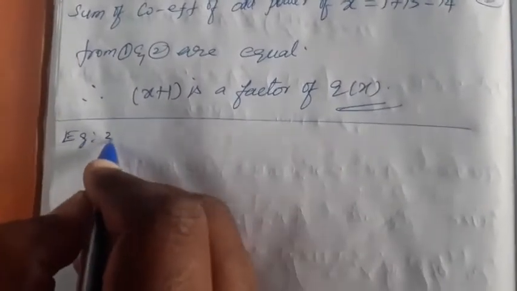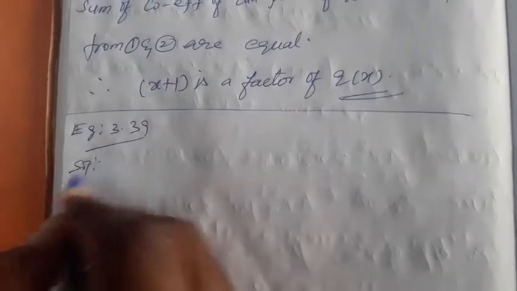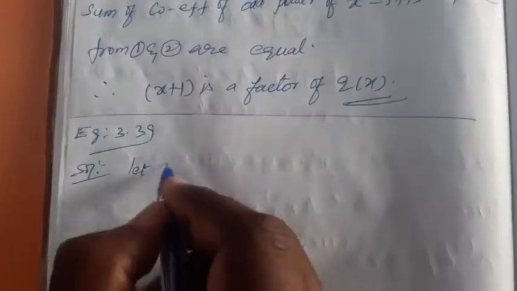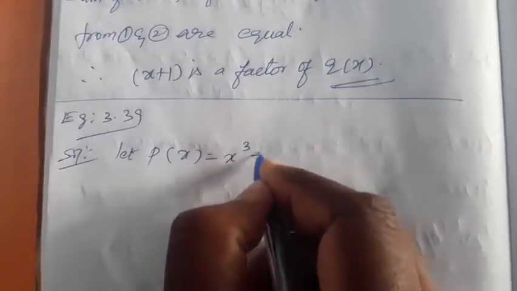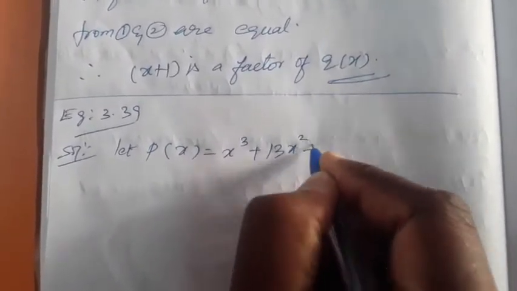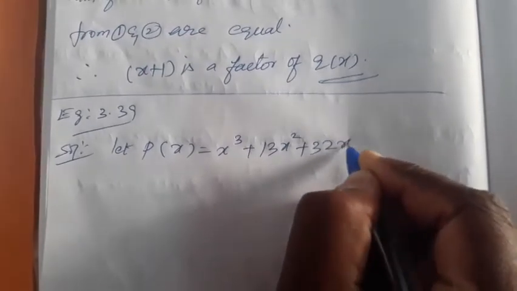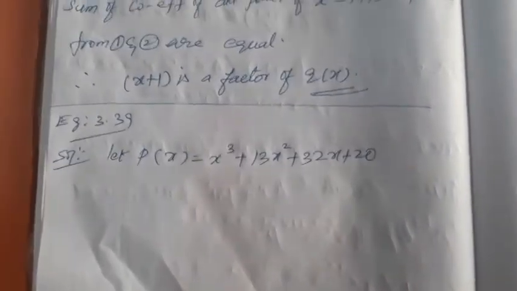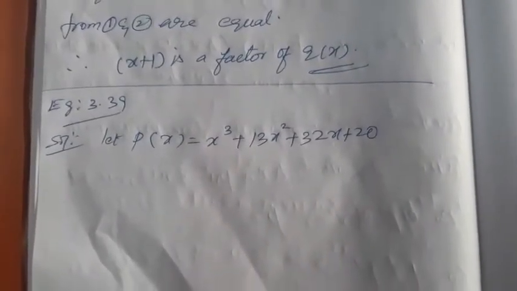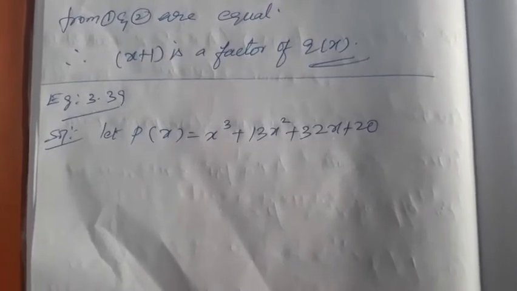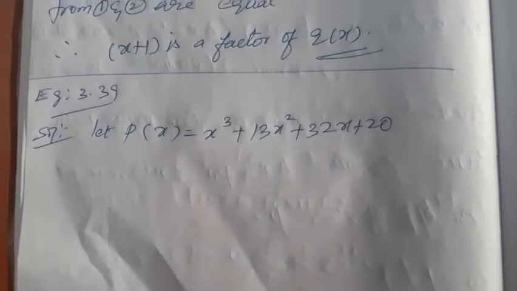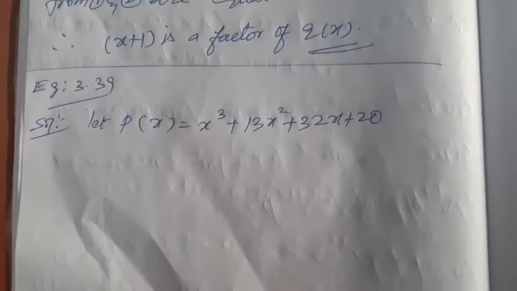Example 3.39. Given the question, right? Solution. Let p of x equal x cube plus 13x square plus 32x plus 20. The given polynomial is a cubic polynomial and we want to factorize it. First we want to find the factors. How to find a factor?